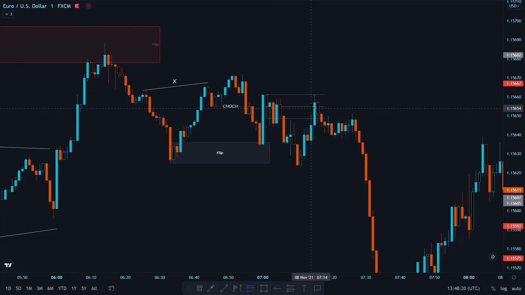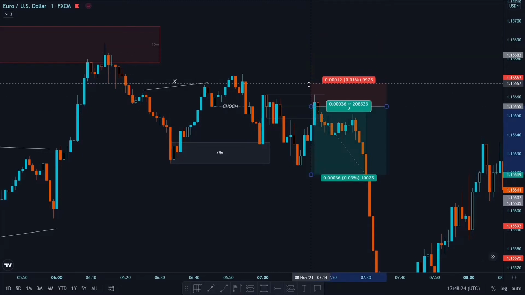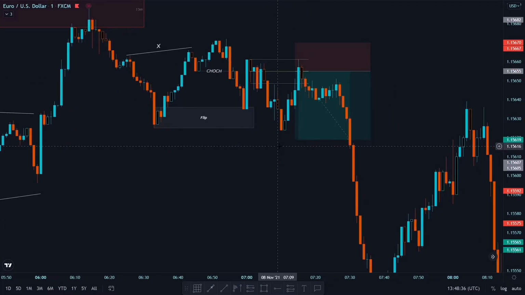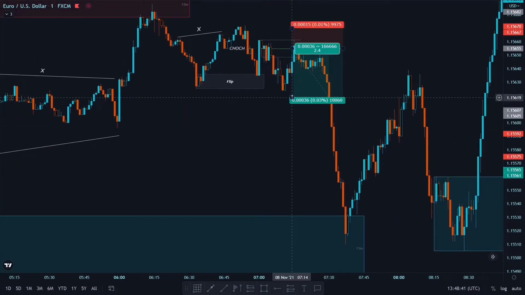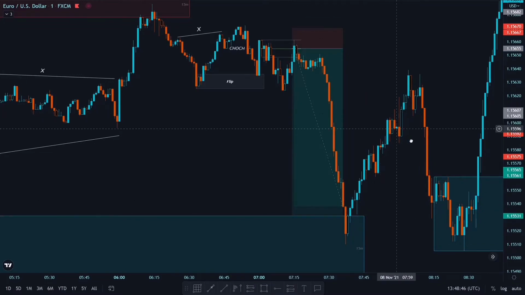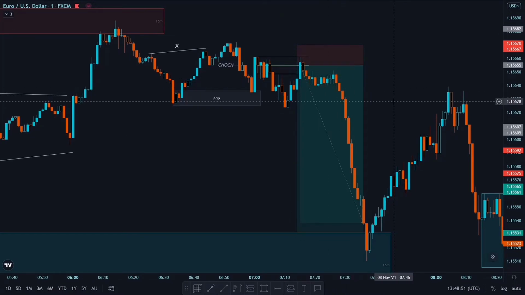I took my sell limit here. We have a stop loss of 0.6 pips, but I gave it some breathing room, made it 1.5 pips, and I basically target my 15-minute supply zone here. So in this trade we bagged 8.27 hours. It was a pretty nice trade in the London session.